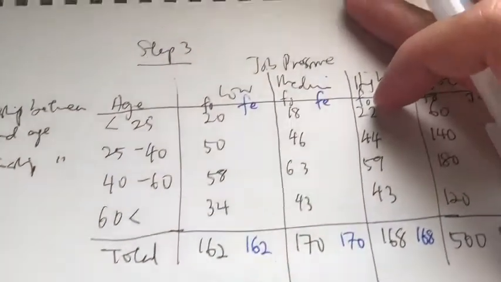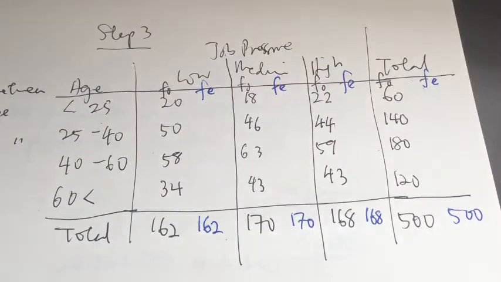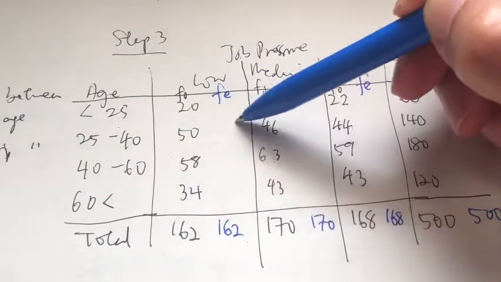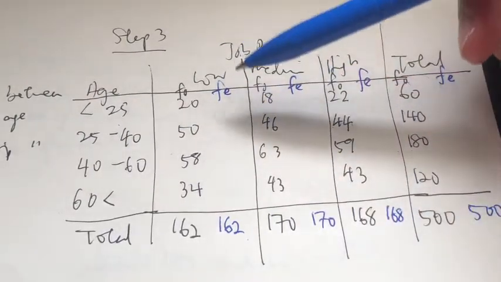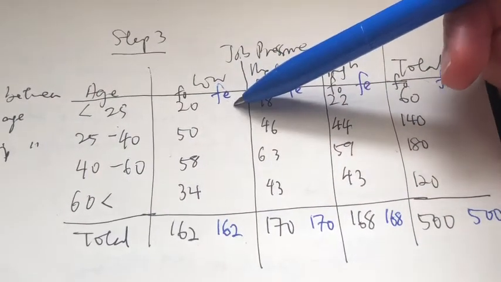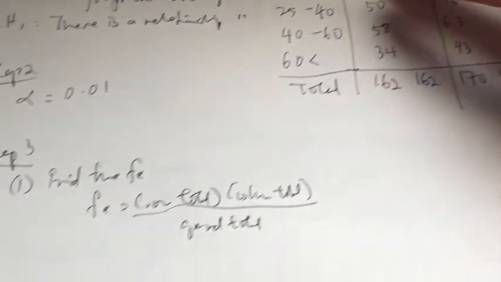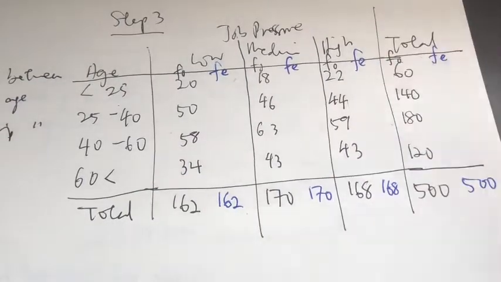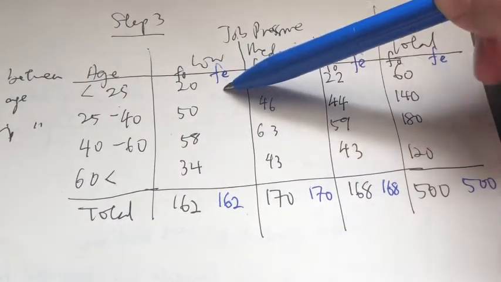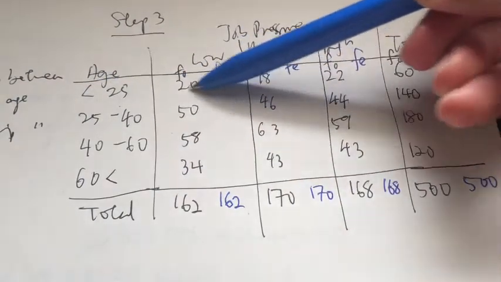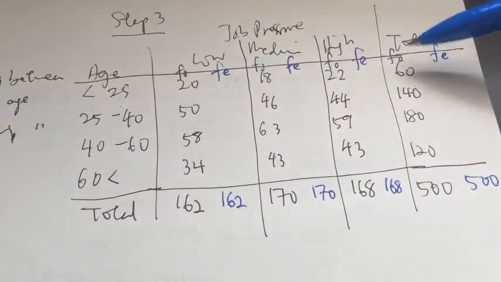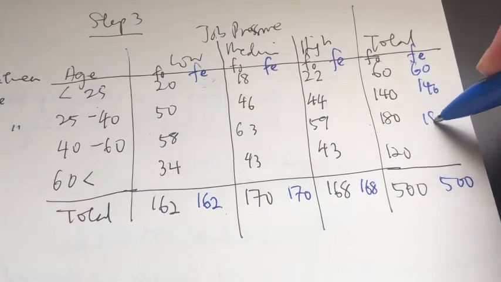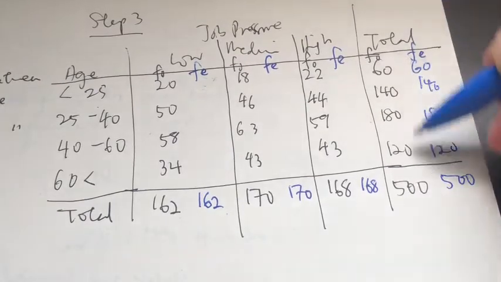Now it depends on which cell you want to find. Let's start with this first cell. To find this expected frequency, let's look at the row total. Row of what? Row that belongs to that particular cell. So here's our cell. Where's the row? This belongs to this row. What's the total of this row? 60. You can actually put it here as well. 60, 140, 180, 120. Remember, only the total is the same.